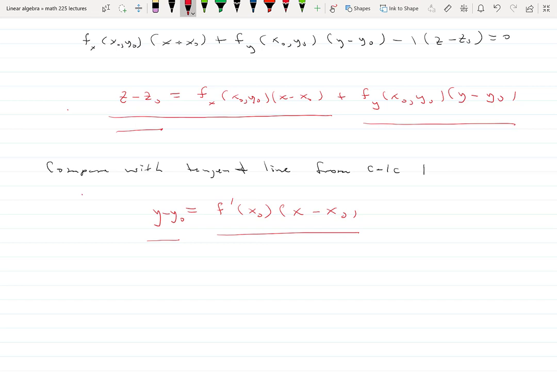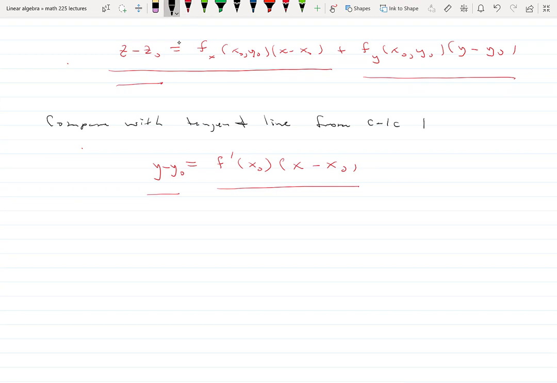Okay. So I'm going to do one example. I'll try to make it a real quick example of finding an equation of a tangent plane. There's not much I want you to do from this section. So let's do one example to finish things off.